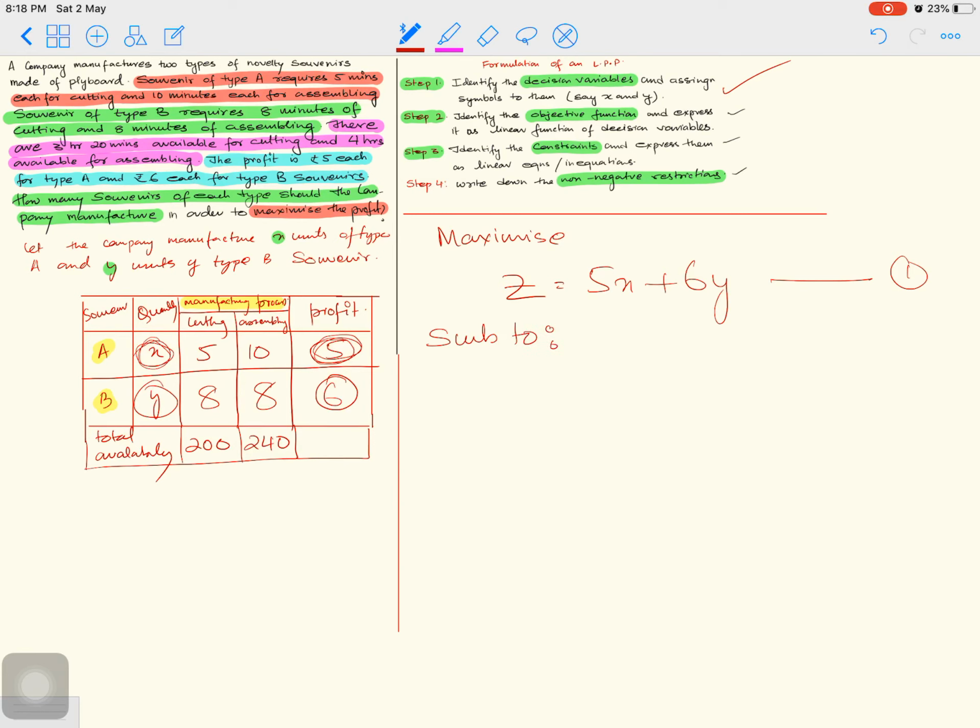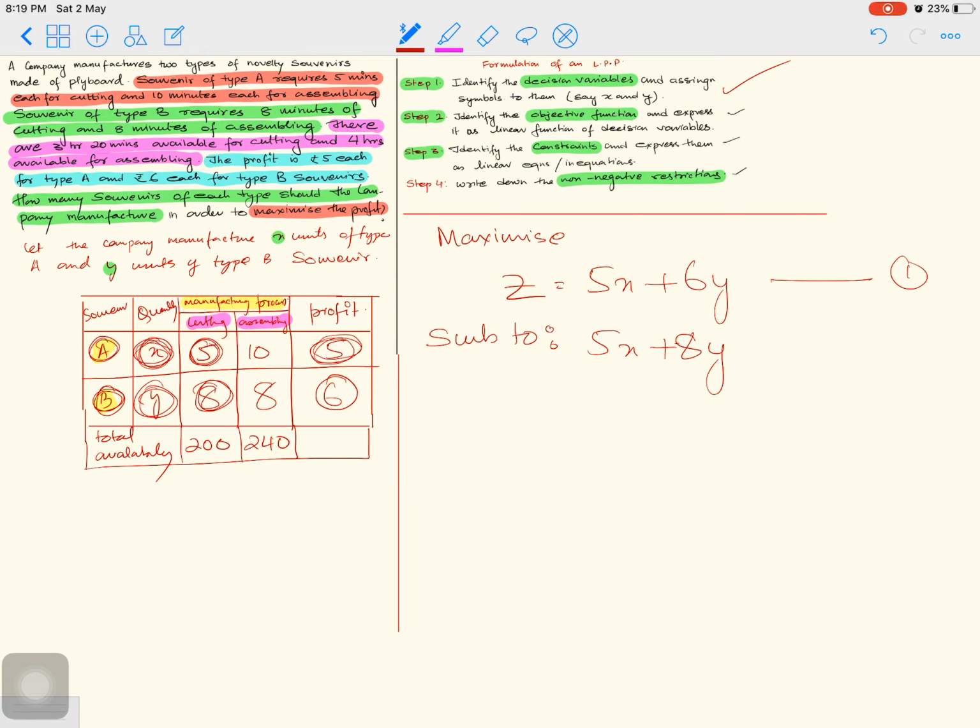Subject to. Third step says identify the constraints and express them as linear equations or inequations. It can be anything. Let's see. So to make the constraint, what are the conditions? What are the limitations, by the way, for this? These two columns, as you all can see here, cutting and assembling, these two are the constraints. So let's make an equation or an inequation from this constraint. So for 1 unit of type A, you need 5 minutes for cutting. So for X, you need 5x minutes for cutting. Plus, for 1 unit of type B, you require 8 minutes for cutting. So for Y, it will be 8y.